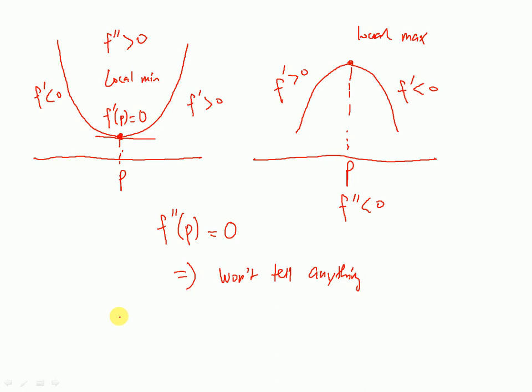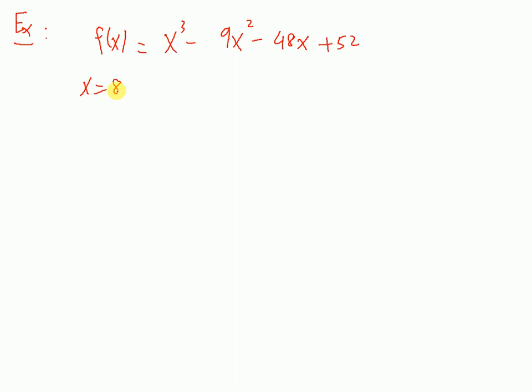Okay, so let's go to some examples about this topic. I have a function f of x equals x cubed minus 9x squared minus 48x plus 52, and we want to see what happens at the point x equals 8. At x equals 8, do we have concave up or down?